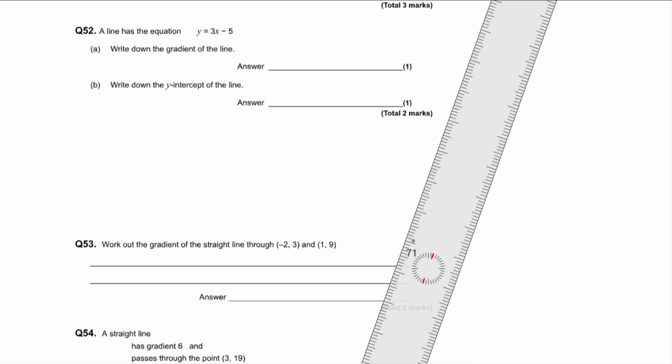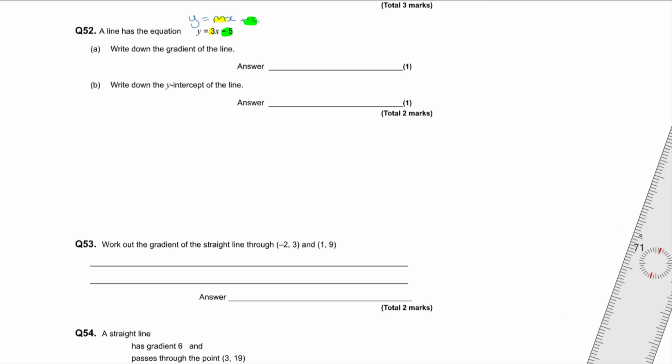Right, question 52. A line has the equation y equals 3x minus 5. Write down the gradient of the line. Well, equations of straight lines are normally written in the form y equals mx plus c, where m is the gradient and c is the intercept. So my m, look, is that 3 there, and the c value is that -5 there. So that tells me that the gradient m is 3 and the y-intercept is -5.